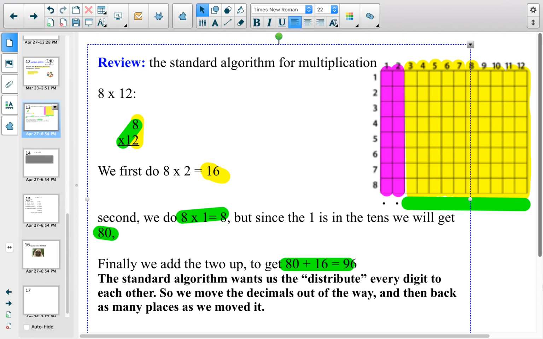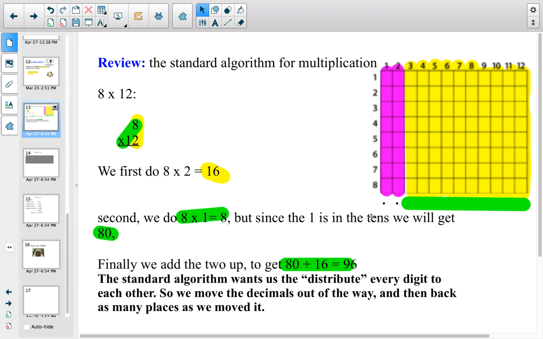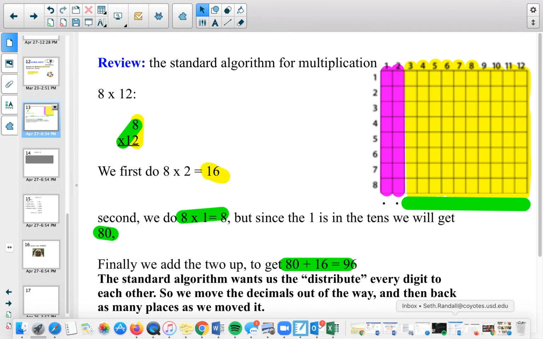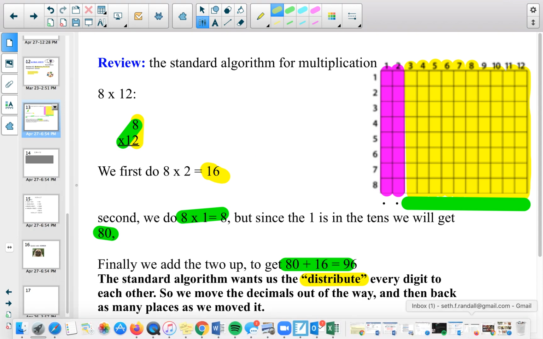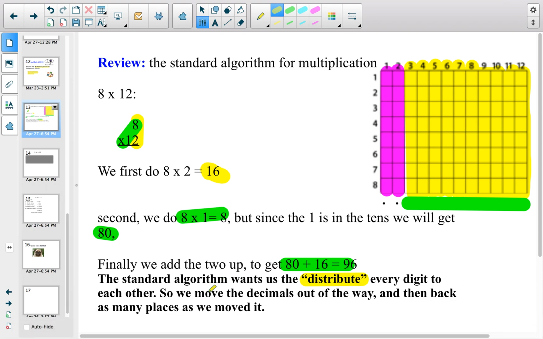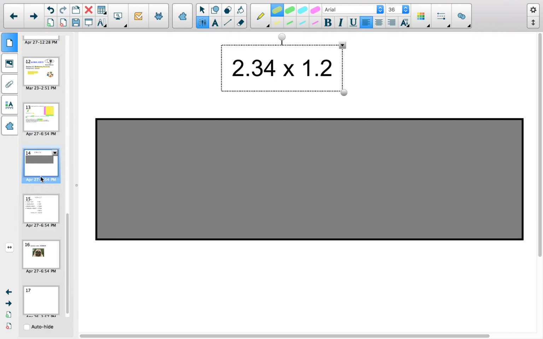96. When we do this, really what we're doing is distributing, and that's a key word you're going to want to remember. If you understand what I mean when I say distribute, how I distribute the 8 to the 10 and the 8 to the 2, you'll have the digits in the correct order. We just need to move the decimals out of the way and then back the way we put them. I'll show you an example here.